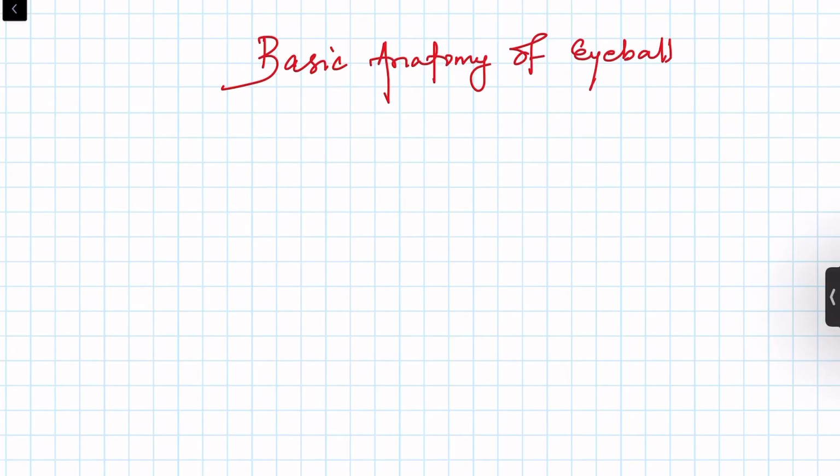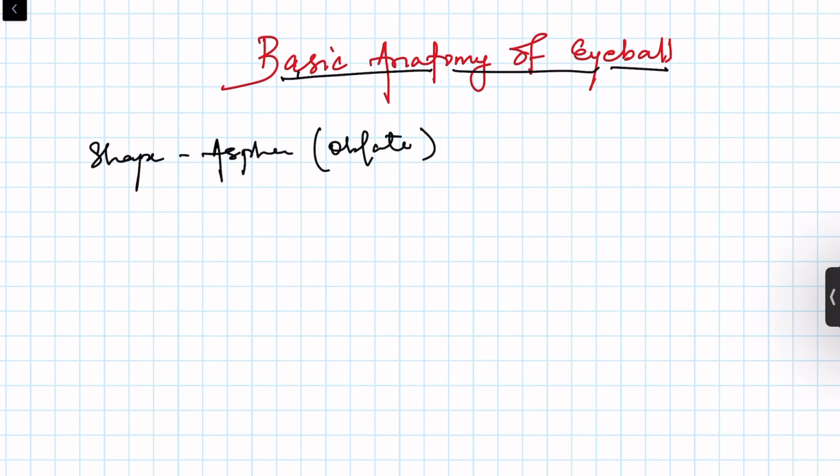So coming to the basic anatomy of the eyeball, what all things we'll see here: the shape, volume, size, and about the layers. Majorly the structure of the eyeball. So what is the shape of the eyeball? Shape is aspherical. What do you mean by aspherical? It is majorly like an oblate shape. Oblate means like a rugby ball you have seen, that is the shape of the eyeball.